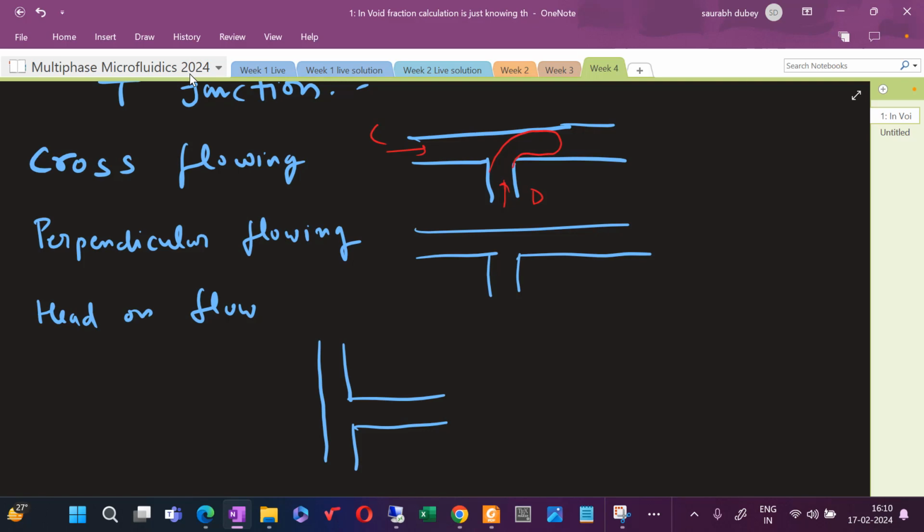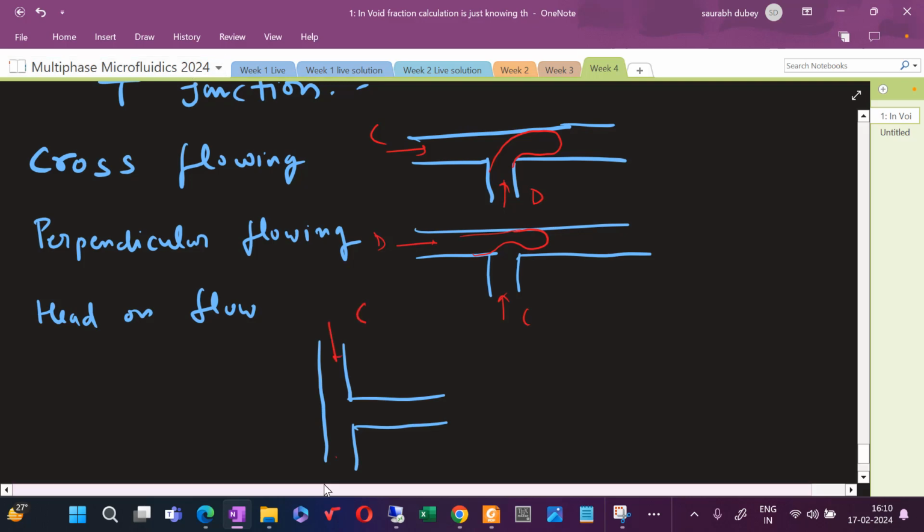And here the perpendicular one, this is the dispersed medium, this is the continuous medium, and the flow is happening like this. And this is the continuous, this is the dispersed, or any dimension, it doesn't matter. And this happens like this. So this is the head on. Okay, so that's the three things.